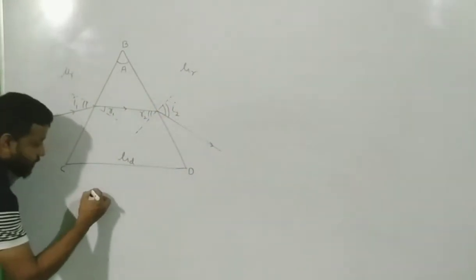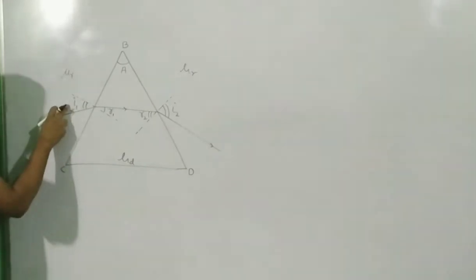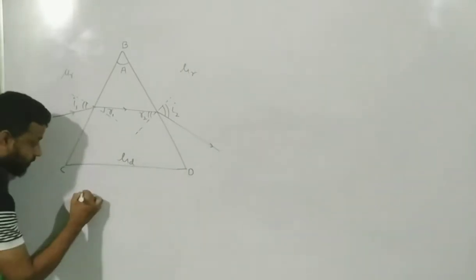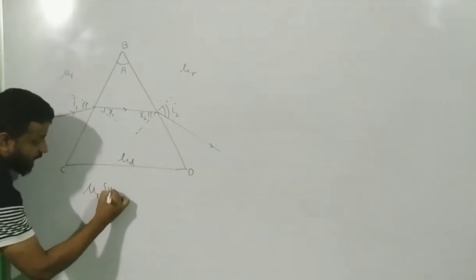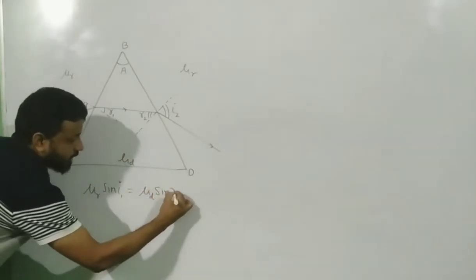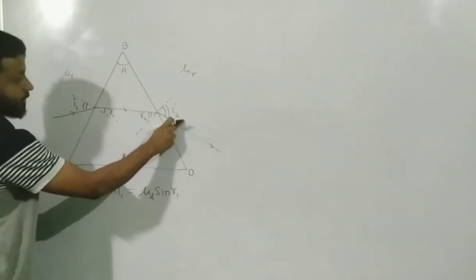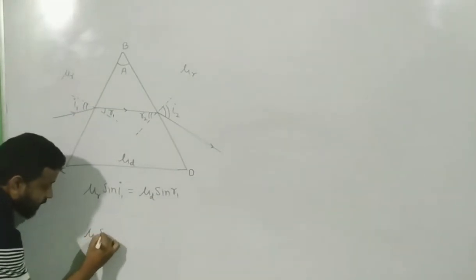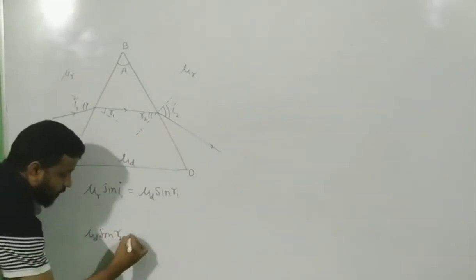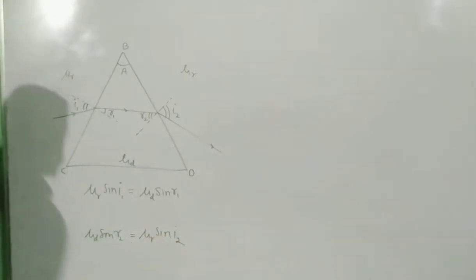The Snell's law involved here, for the first surface, is mu r sine I1 equals mu d sine R1. For the second surface, this is my incident angle and this is my refracted angle. So mu d sine R2 equals mu r sine I2. These are the two equations which we obtain by using Snell's law over here.